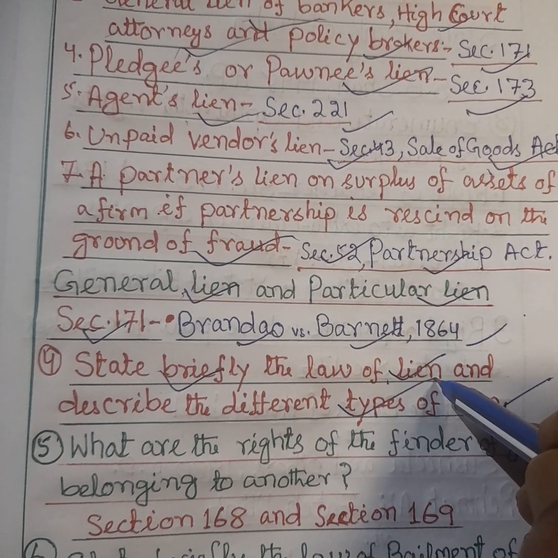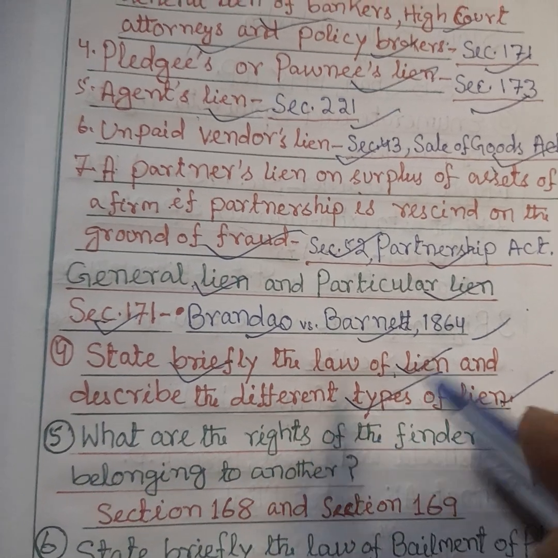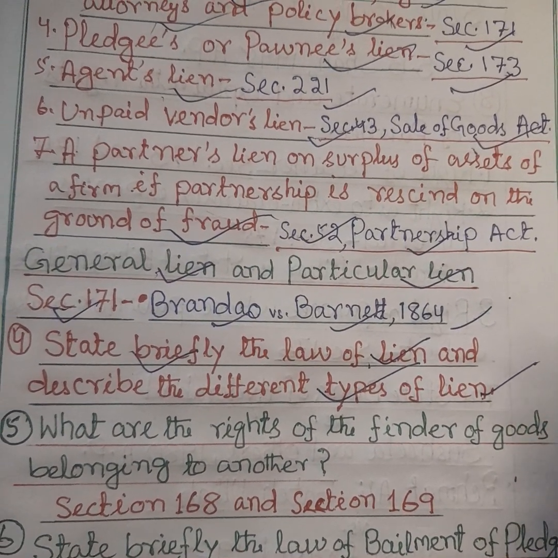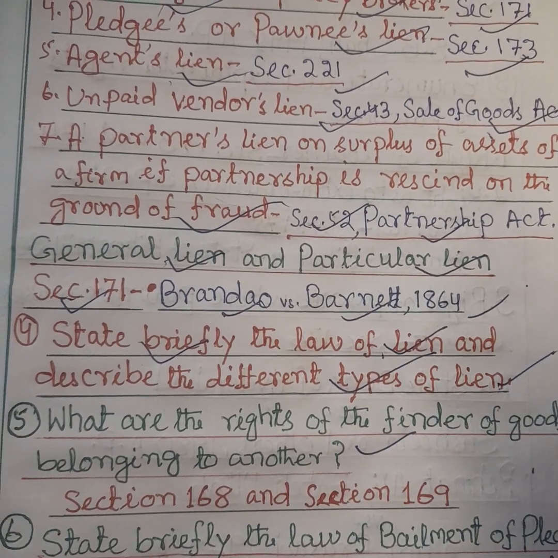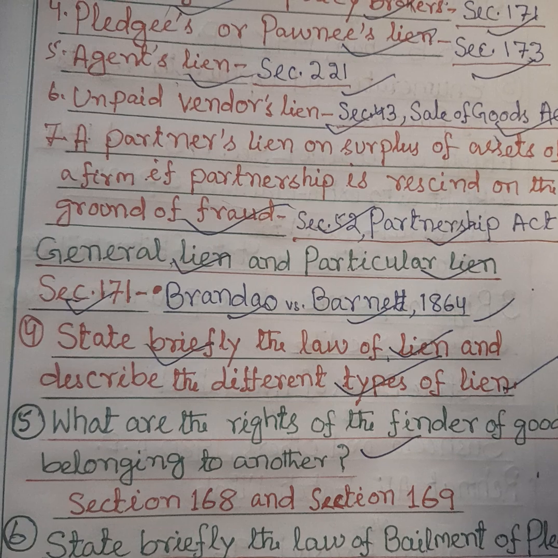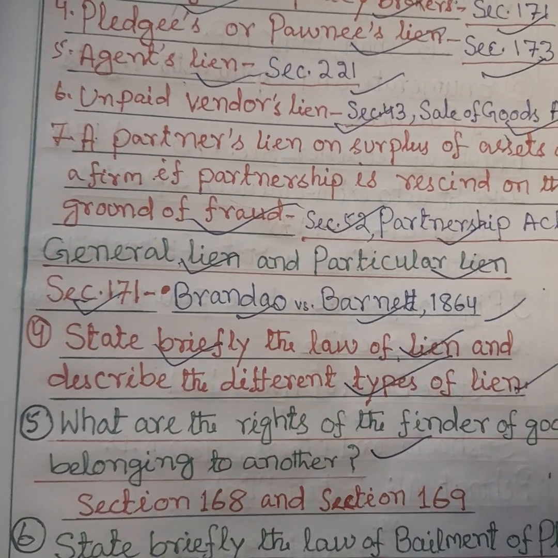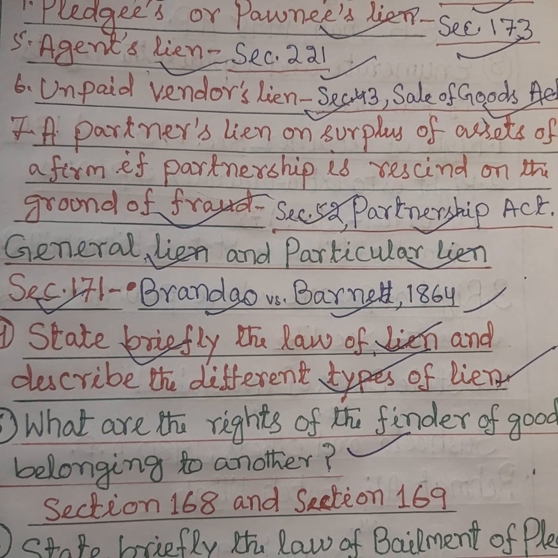And in our upcoming video, we will discuss question number 5: what are the rights of a finder of goods belonging to another, as provided under section 168 and section 169 of the Indian Contract Act 1872.